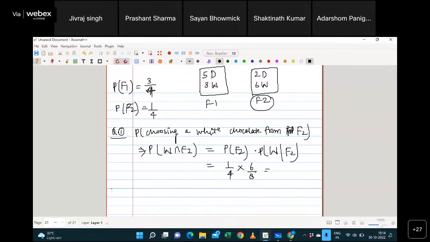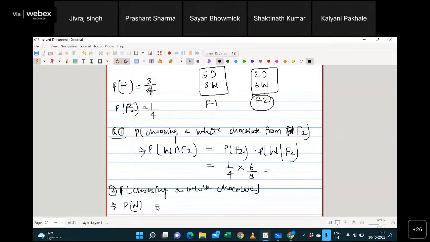Now the second question: what is the probability of choosing a white chocolate? Be careful, here I'm interested only in the probability of choosing a white chocolate. Which method can you apply? Just think for a minute and tell me. The law of total probability. Correct.